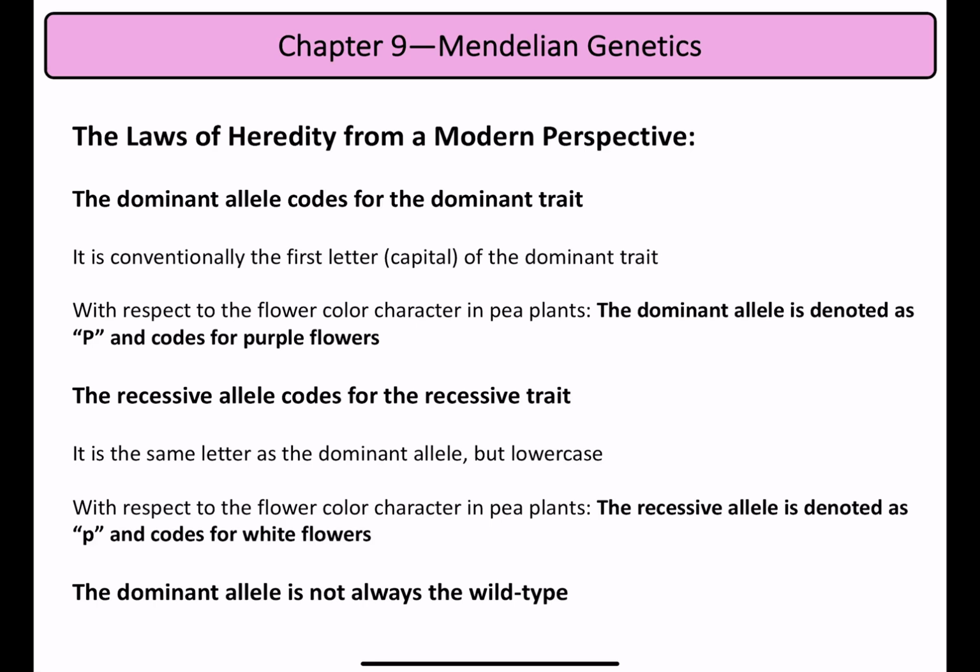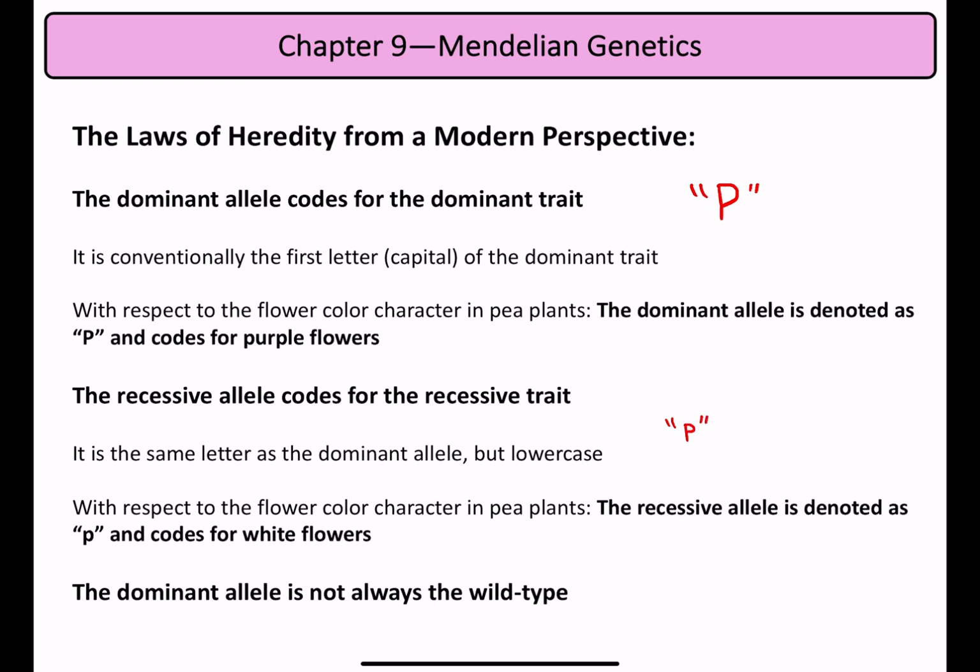Now, some more important terms. Instead of talking again about factors, we're going to use alleles and genes. Our shorthand for alleles is always going to be single letters. One's going to be uppercase, one's going to be lowercase. The dominant allele, which codes for the dominant trait, think purple flowers, is always uppercase. The allele that codes for the recessive trait, if we go back to our pea plants, white flowers, is lowercase.